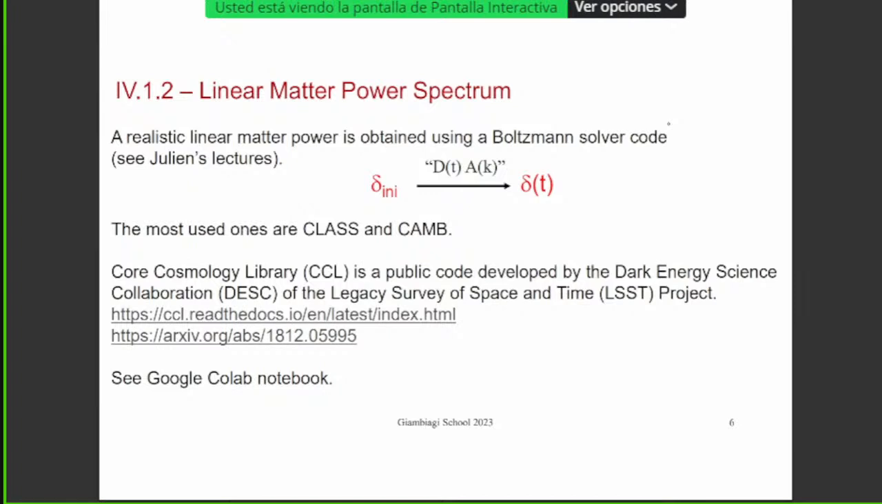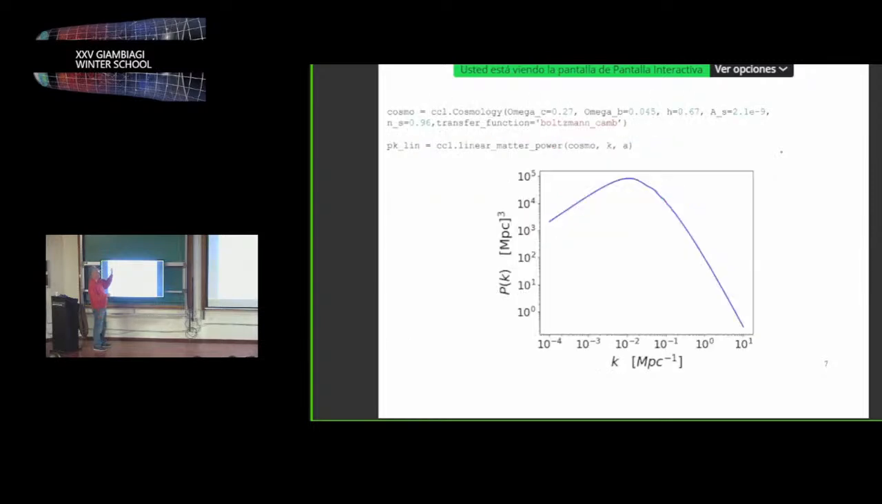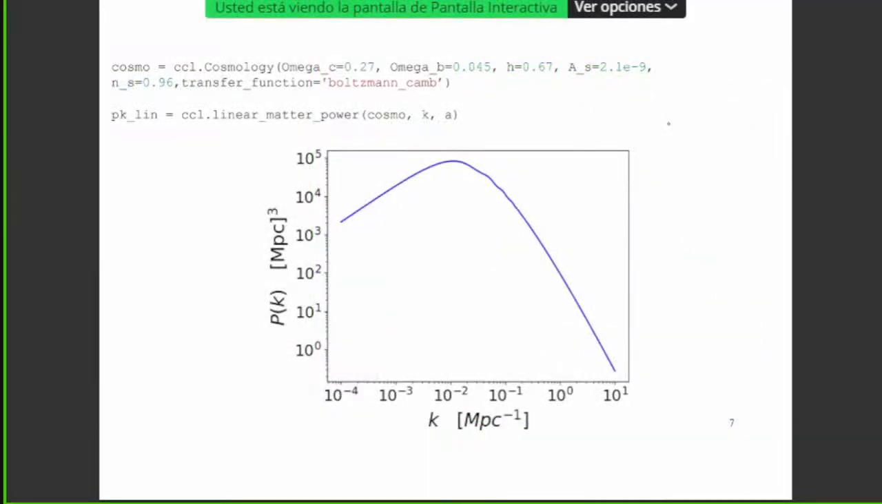I will share with you some Google Colab notebooks that use something called the Core Cosmology Library. That's a very interesting thing that the Dark Energy Science Collaboration has prepared, and I'm going to talk about the legacy survey shortly. They have prepared this Core Cosmology Library to do all kinds of plots and analysis. I made some Google Colab notebooks that you can use very easily to plot some of these things I show here. Anyway, there's a way to connect the initial perturbations to the final perturbations. This is just an example of the Core Cosmology Library, CCL, and you'll find this in the notebook I send you.